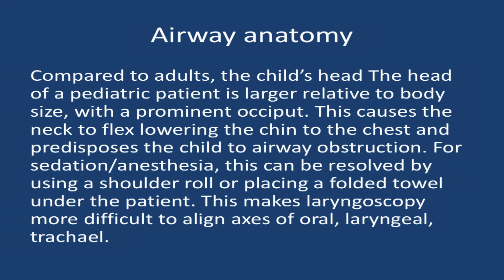Airway anatomy compared to adults. The head of the pediatric patient is larger relative to body size with a prominent occiput. This causes the neck to flex, lowering the chin to the chest, and predisposes the child to airway obstruction. For sedation and anesthesia, this can be resolved by using a shoulder roll or placing a folded towel under the patient. This makes laryngoscopy more difficult to align the axes of oral, laryngeal, and tracheal.